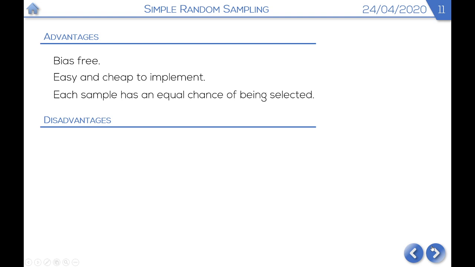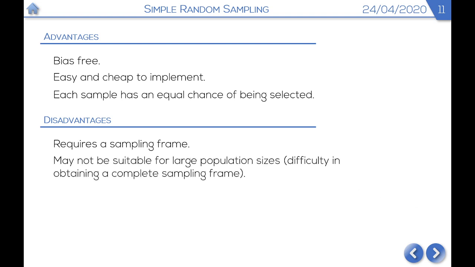So there are some disadvantages though, and the biggest one is, as we've mentioned a couple of times, you need a sampling frame in order to do it. And also, it may not be suitable for large population sizes, and that is related to not being able to get a sampling frame. Not necessarily the only reason though. It might be that even if you do have a sampling frame, it's difficult to access every item in the whole population. For example, if it's people, it could be difficult to obtain a sample where people live in remote areas or something like that.